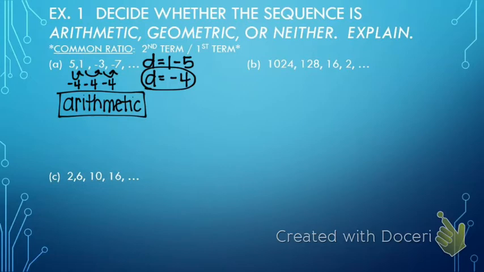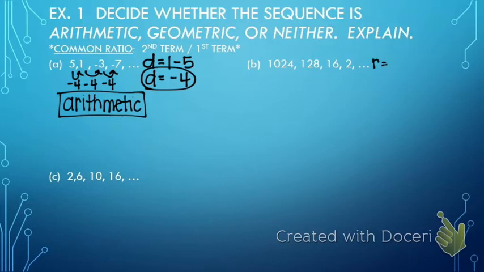Now again, we can try geometric. If it doesn't work, we'll go back and try arithmetic. But I'm going to try geometric, which means I'm going to find the common ratio. All right, now this is new. Look at what you highlighted. How are we going to find the common ratio?